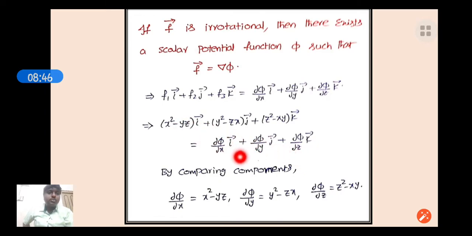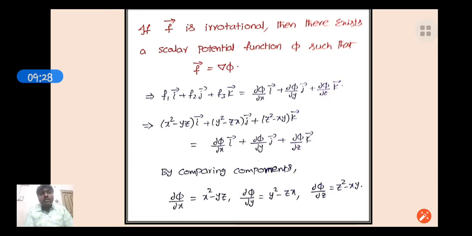Now, comparing the components of i bar, j bar, k bar. For i bar, the first component ∂phi/∂x on the RHS, on the LHS it is equal to x² − yz. So, I am writing ∂phi/∂x is equal to x² − yz. In the same way, ∂phi/∂y is equal to y² − zx. In the same way, ∂phi/∂z is equal to z² − xy. By using these three equations, I can find the scalar potential function phi.